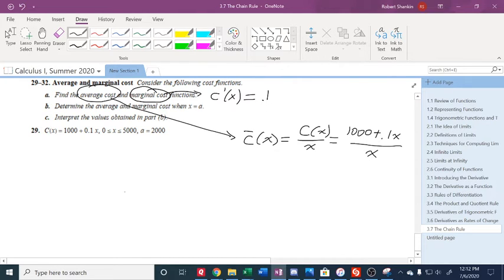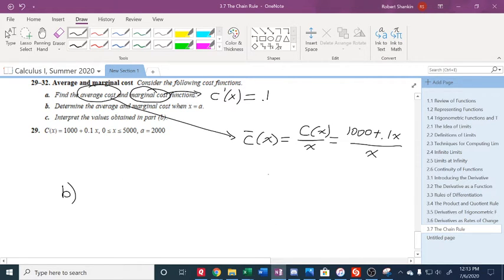For part B, determine the average and marginal cost when x equals 2,000. Mr. Shankin? Yes. So in the textbook, it gives you for the average cost, it's 1,000 over x plus 0.1. Is that the same thing? Hold on. They get 1,000 over x plus 0.1. How could they have gotten that? I think they separated the numerator into two fractions. Oh, so yes, 1,000 over x plus 0.1 over x. Okay, gotcha. That's the same thing.